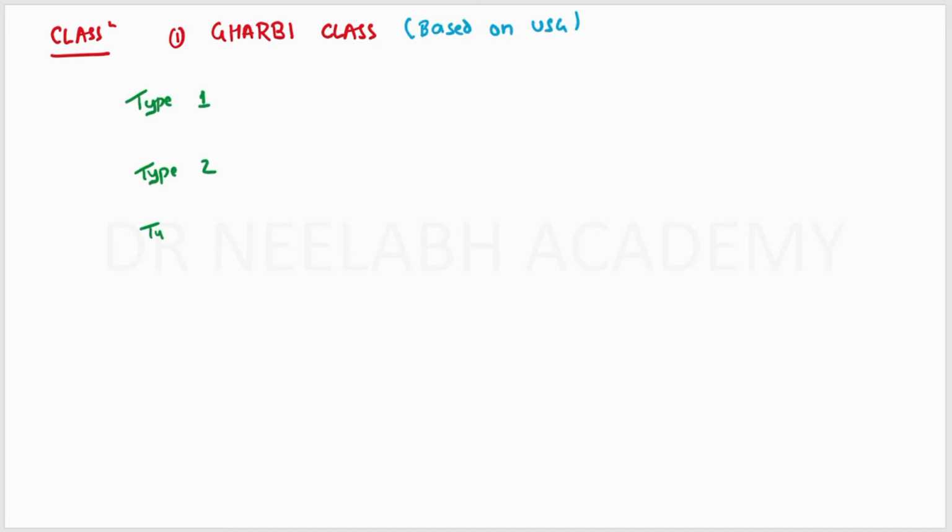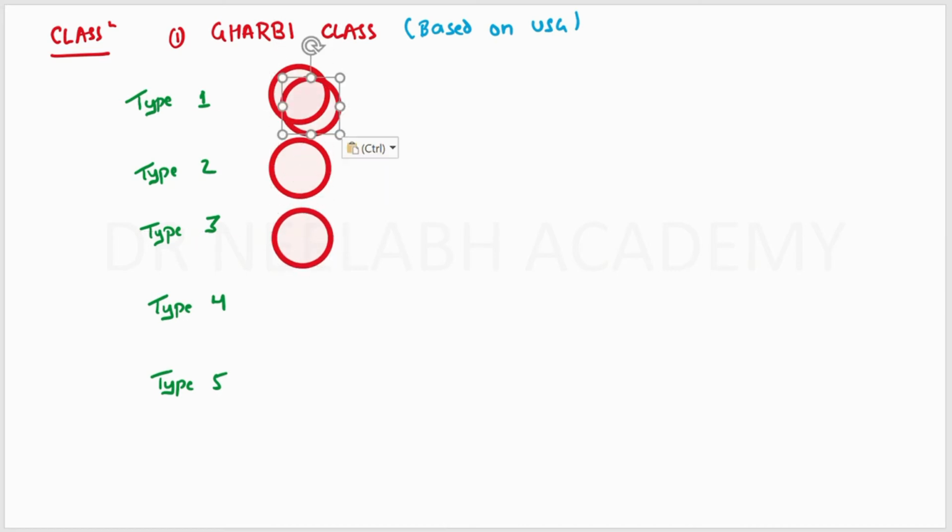Coming on to the various classifications of hydatid cyst. First is the Gharbi classification that was described in 1981, which is based on ultrasound. There are 5 types described in the Gharbi classification. We'll see each one of these, and we'll make a diagram of the cyst for each one so that we can understand it better.